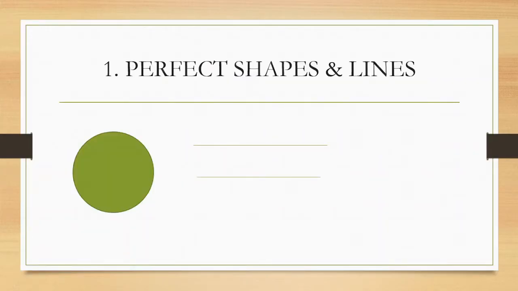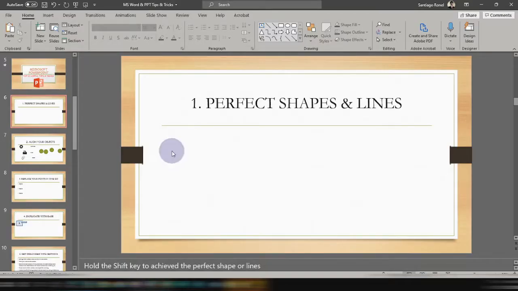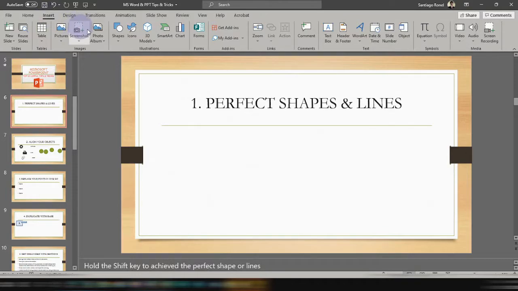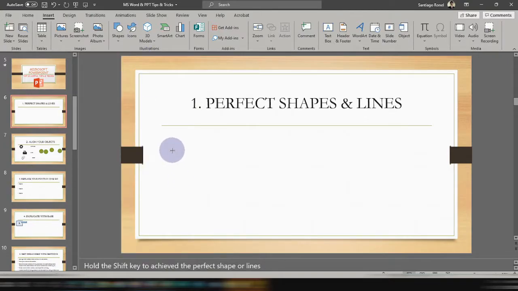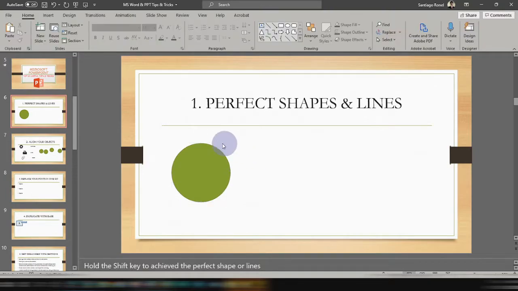So number 1, paano ba natin ma-achieve yung isang perfect shape and line? First off, what we can do is go to Insert tab and then go to Shape, choose the circle, then hold the Shift key on your keyboard before inserting your circle. And kung mapapansin nyo, we have our perfect circular shape.